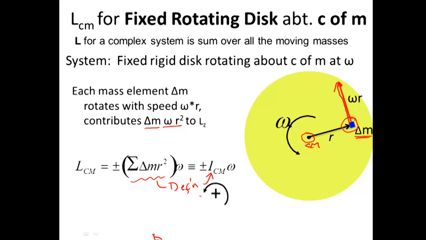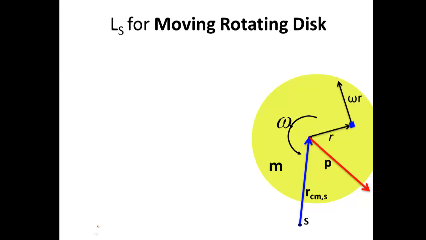And I have a plus and minus sign here to indicate you have to think about the direction of rotation. We use this plus sign convention for counterclockwise rotation, and therefore we would just have a single plus sign there for the expression in this particular case. Okay, now let's assume that we have a disk that is moving, but that it is also rotating.